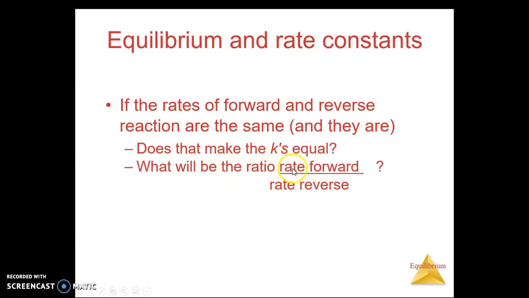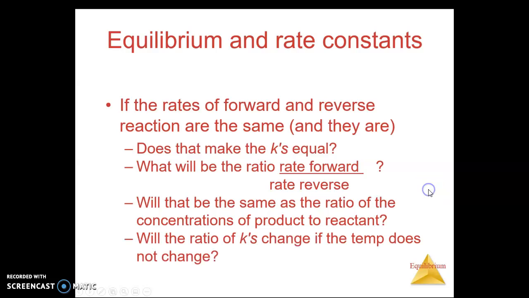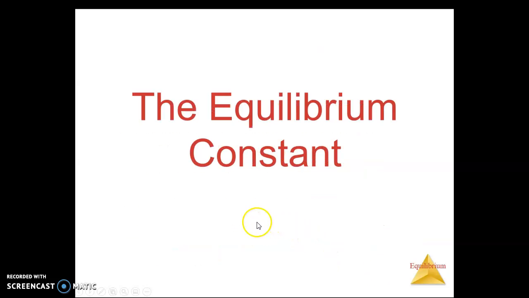What will be the ratio of the rate forward to the rate reverse? Not the K's, but the actual rate. Answer: if it's at equilibrium, they have to be equal, therefore the ratio is always 1. Will that be the same as the ratio of the concentrations of product to reactant? Answer: of course not. If the temperature doesn't change, will the ratio of K's change? Well, we know that K is only dependent on temperature, therefore the ratio will not change. That brings us to the equilibrium constant, which is our next video.